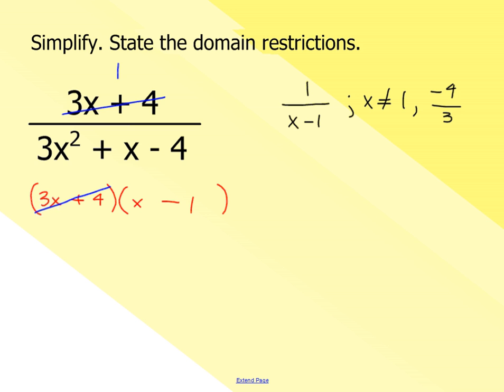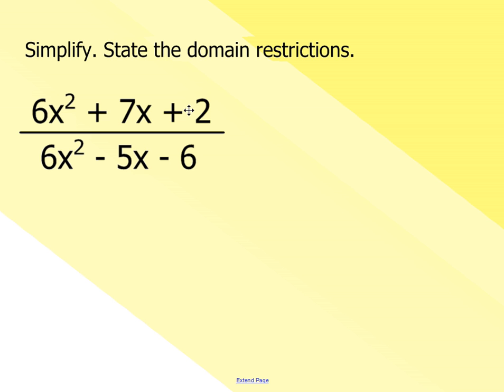So we're going to try 2 more examples, and then you should be able to do your homework based on going through these examples. So now we're going to factor everything. So I need to start by factoring the top. The top is going to factor into 3x plus 2 and 2x plus 1.